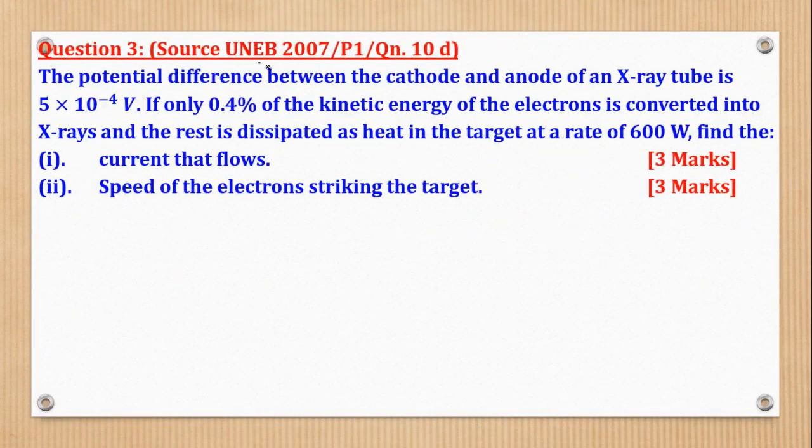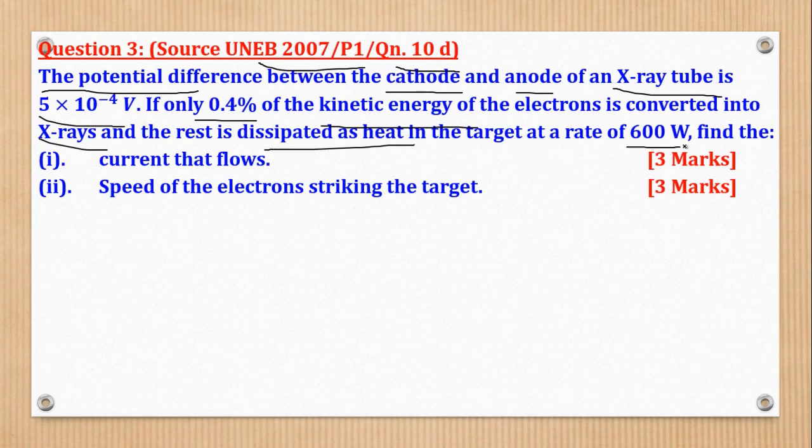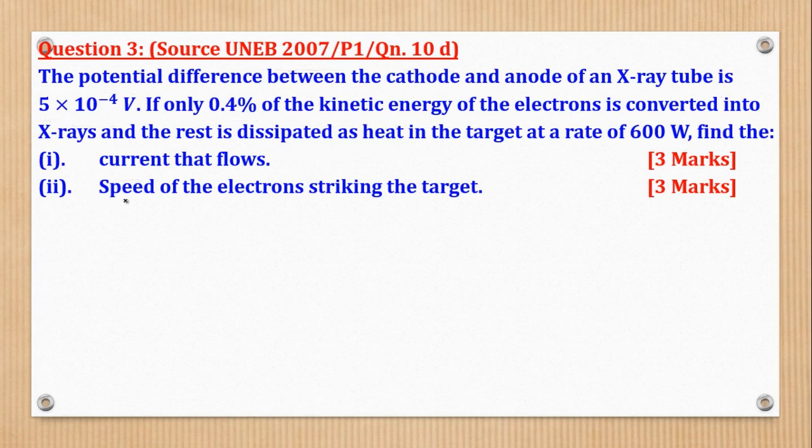Then question 3 came from UNEB 2007 paper 1 question 10D, and it says the potential difference between the cathode and anode of an X-ray tube is 5 × 10⁻⁴ volt. If only 0.4 of the kinetic energy of the electrons is converted to X-rays, that means the other fraction will be converted to heat in the target at a rate of 100 watts. Find Roman 1 the current that flows, and Roman 2 the speed of the electrons striking the target.